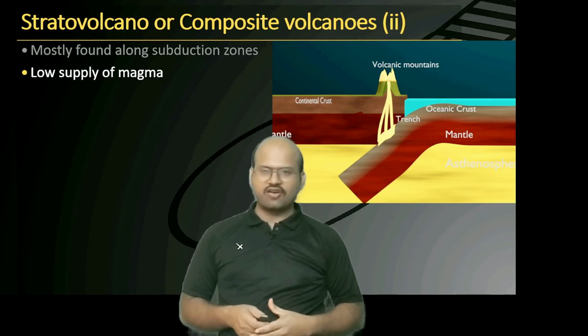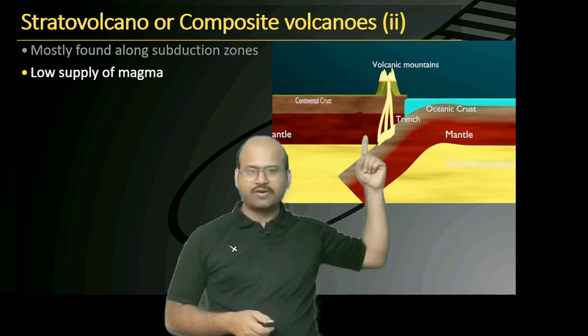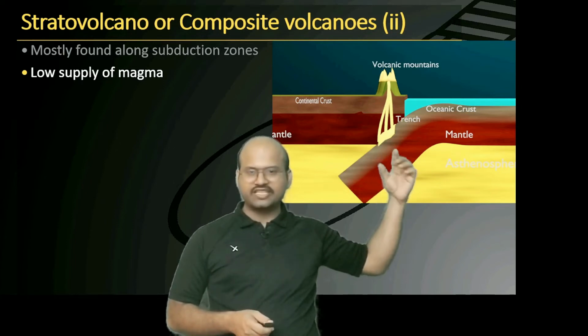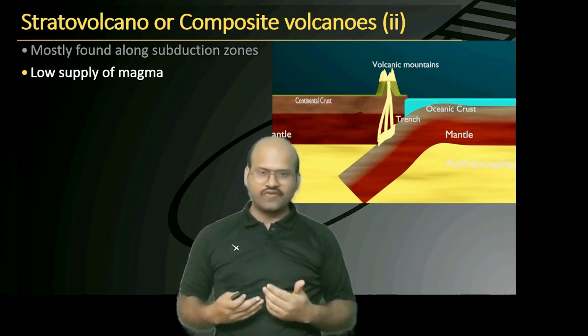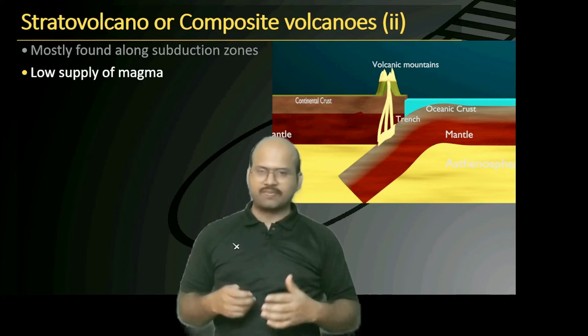Now here the supply of magma is low because the magma is not coming from the asthenosphere. It comes from melting of the subducting plate, and this process is slow because the plates move at very slow speed. The magma generated is also in a very small amount.